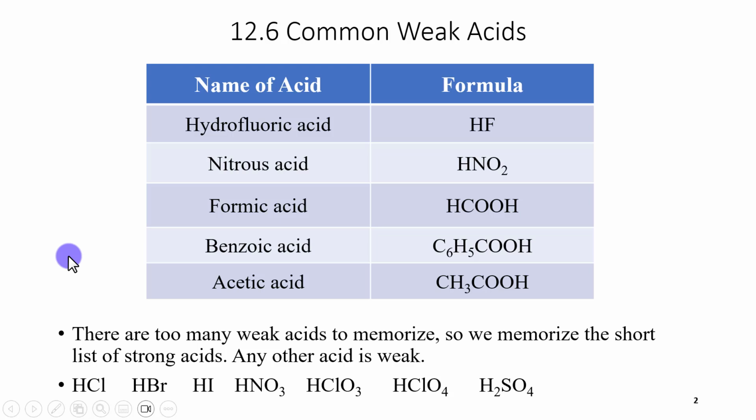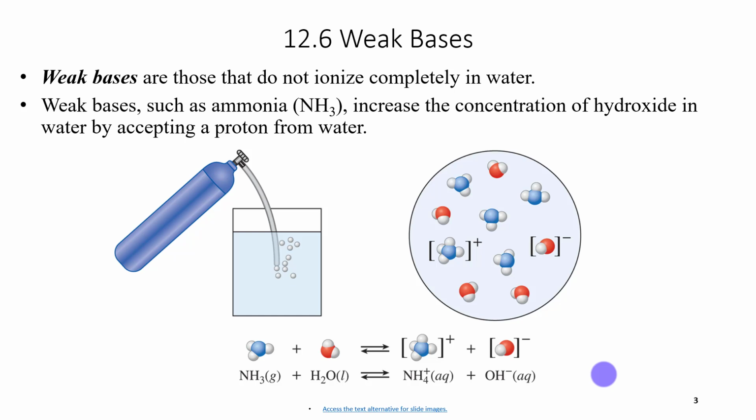But there are way too many weak acids, a lot more weak acids than there are strong acids. So if you keep a list of the strong acids, everything else is going to be weak. So here's the list of the strong acids: HCl, HBr, HI, HNO3 compared to HNO2, but HNO3, HClO3, HClO4, and H2SO4. These are strong acids, so anything else is going to be weak. And that is just an easier way of remembering what is a weak acid and strong acid.